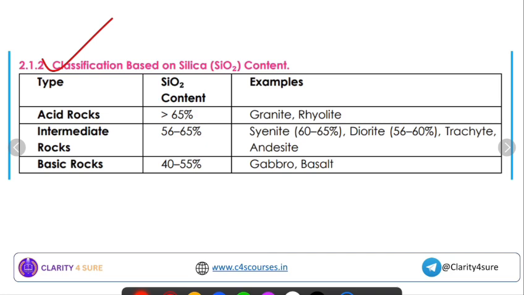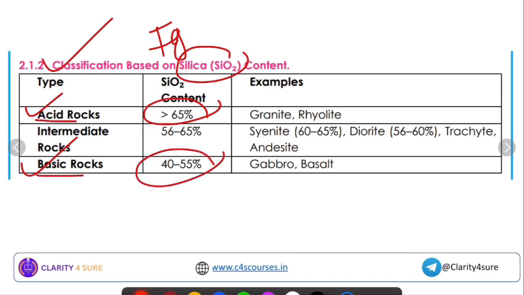So yes, these are the igneous rocks. Then the classification of igneous rock based on the silica content. It could be acidic, basic, or intermediate. When the silica content is more than 65, it is called acidic rock. And when the silica content is between 40 to 55, then it is called a basic rock. Examples of basic rocks are gabbro and basalt, B for basalt, B for basic, gabbro. Again, we have B here. So these are the basic rocks, and examples of acidic rocks are granite and rhyolite.